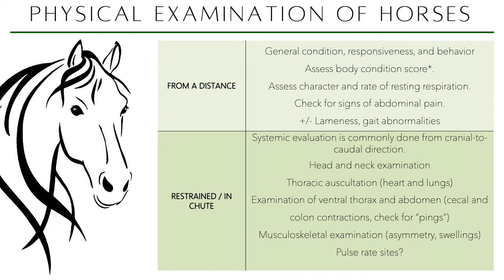So systemic evaluation of horses is usually done from cranial to caudal. You start with the head and neck, right? Check for asymmetry. Check the lymph nodes, the submandibular lymph nodes. If they are inflamed and enlarged, that could be indicative of strangles caused by Streptococcus equi. What else? You check the sinuses because the sinuses of the horses are very much developed. They have the big sinuses of their nose. So you have to check if there is asymmetry when you look at the horse facing you.